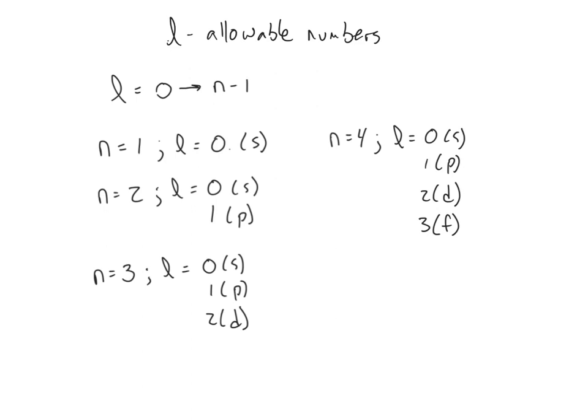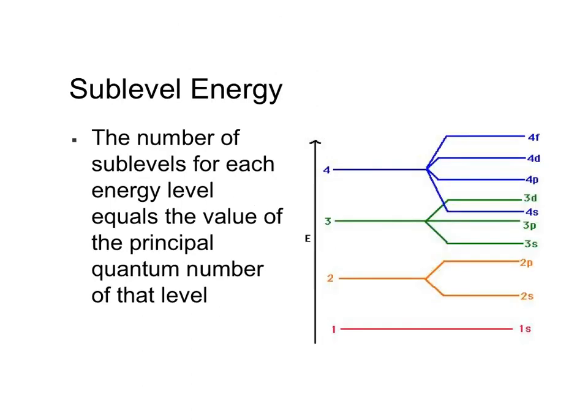Let's look at a diagram of this. As we see on this slide, the number of sublevels that can exist for each energy level equals the value of the principal quantum number at that level. In other words, the first Bohr shell, with n equals 1, can only have one sublevel. And we see that sublevel is an S.